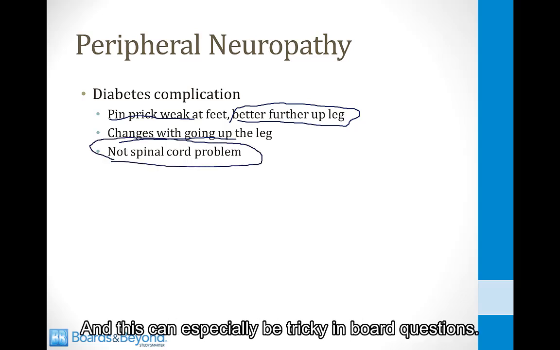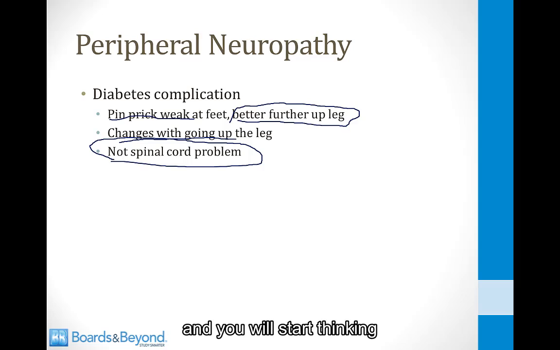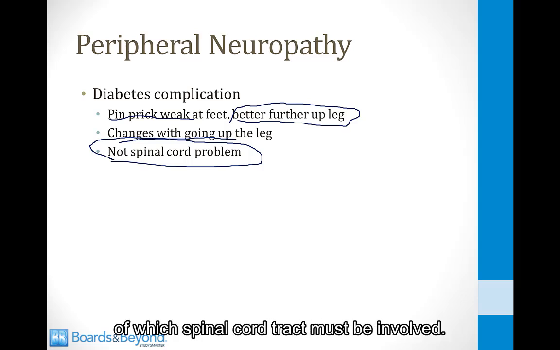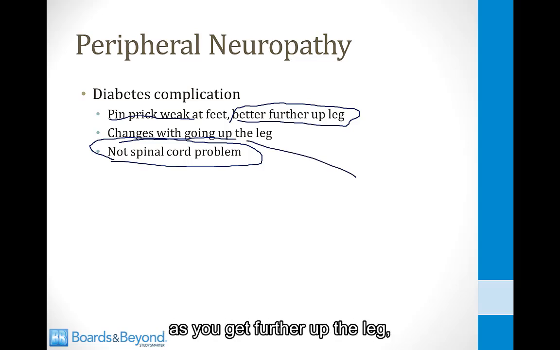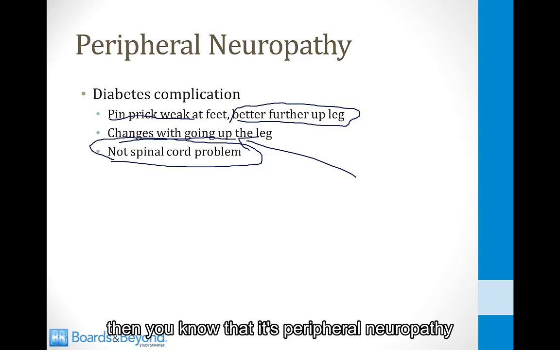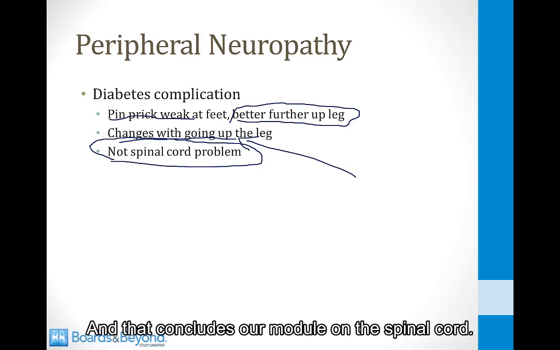And this can especially be tricky in board questions. You'll see a description of a patient in a stem who's lost pinprick sensation in their feet, and you will start thinking of which spinal cord tract must be involved. But if you read the question carefully and they tell you that pinprick is better as you get further up the leg, then you know that it's peripheral neuropathy and not a spinal cord lesion. And that concludes our module on the spinal cord.